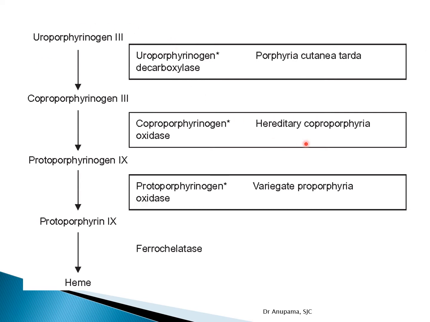Then in the case of hereditary coproporphyria, you have coproporphyrinogen oxidase, which is defective, leading to the increased accumulation of coproporphyrinogen 3 or uroporphyrinogen 3. Then lastly we have protoporphyrinogen oxidase. If this is defective, as in the case of variegata porphyria, you find accumulation of all these porphyrins.